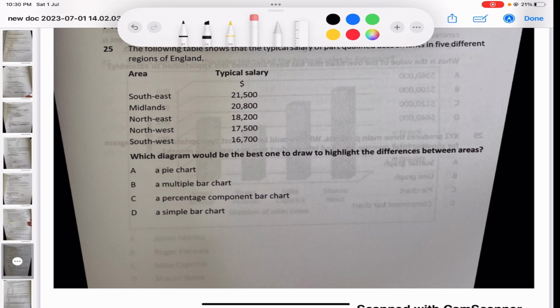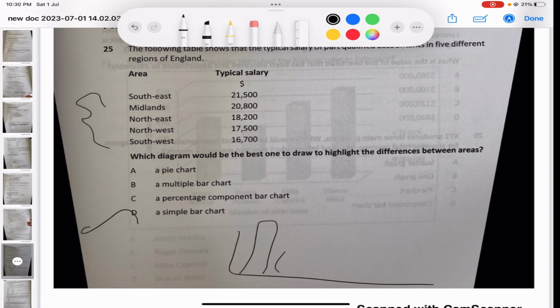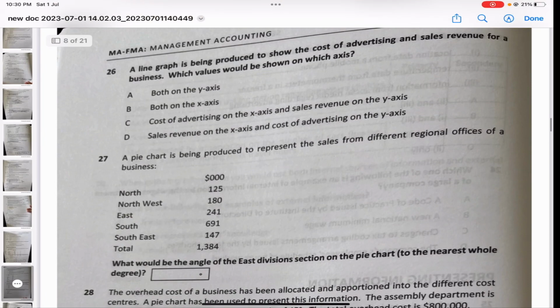So what do you think would be a best thing in this? See, if we have more than 3 things, right? We have many things and we have just one salary. So in situations like this, we will be using a simple bar chart. This is for Southeast, this is for Midlands, this is for Northwest, this is for Northeast. So it's the most basic thing, so we can use a simple bar chart for the same.